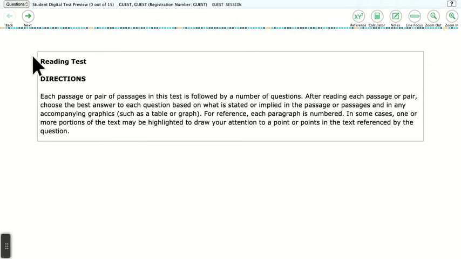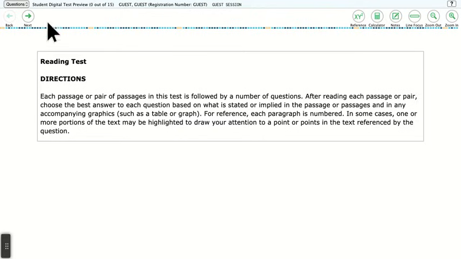This is the reading test, so it's all going to be questions based on passages that you're going to read. So it says each passage or pair of passages in this test is followed by a number of questions. After reading each passage or pair, choose the best answer to each question based on what is stated or implied in the passage or passages and in any accompanying graphics, such as a table or graph. For reference, each paragraph is numbered. In some cases, one or more portions of the text may be highlighted to draw your attention to a point or points in the text referenced by the question. Right? So you're reading and you're responding, just like what we do all the time on our assessments.